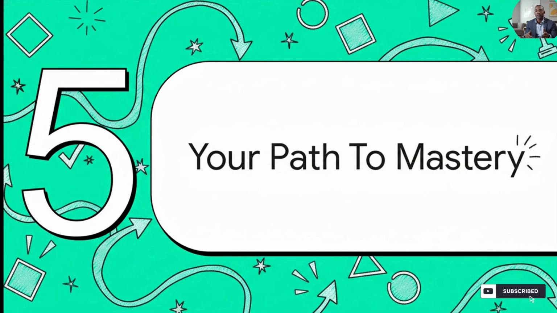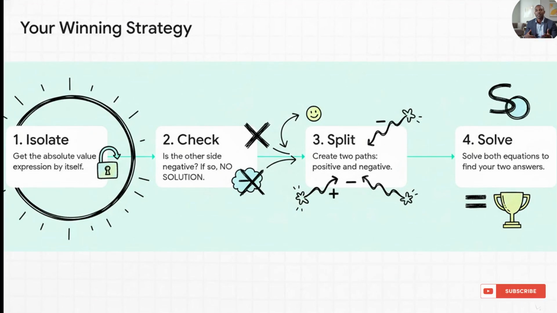Okay, let's wrap all of this up into one final powerful strategy. This is your game plan for test day, your checklist to get these questions right every single time. So here it is, your mental checklist for any absolute value problem you see. Step 1, isolate it, get it alone. Step 2, and this is a big one, check it. Is the other side negative? If it is, you're done. The answer is no solution. If it's positive, you move to step 3, split it into 2 paths. And finally, step 4, solve both of them.